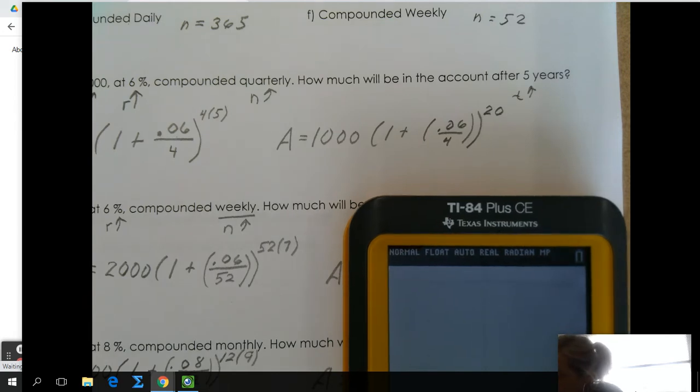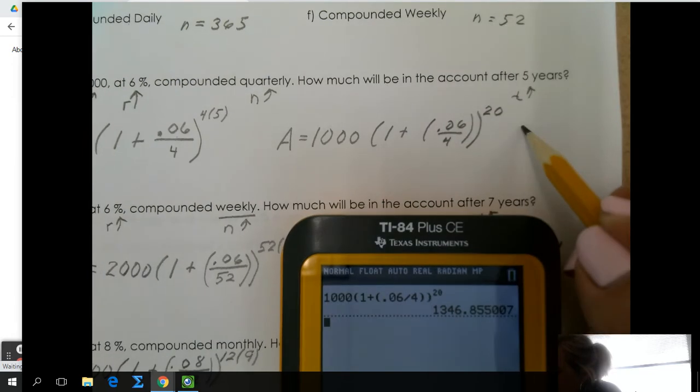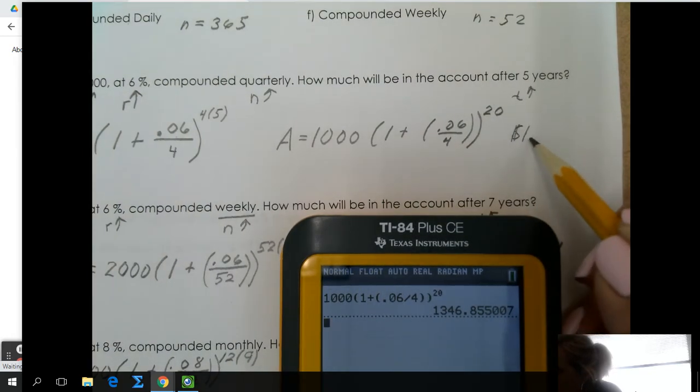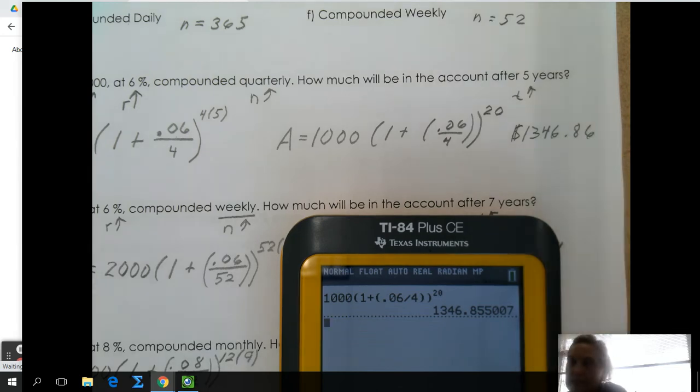All right, so I've got $1,000. I'm going to open up a set of parentheses. I've got 1 plus, and I'm going to open up a second set of parentheses. And so it's 0.06 divided by 4. I'm going to close that parentheses, and the outer one as well. And I'm going to raise that to the 20th power. And so the final amount is $1,346. We're going to round this to the hundredths because we're talking about money, and 86 cents.